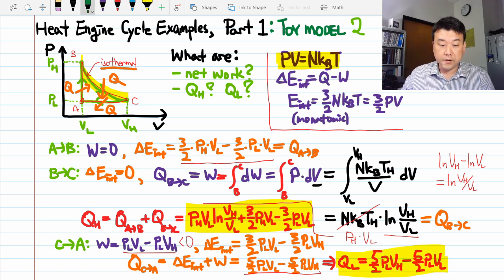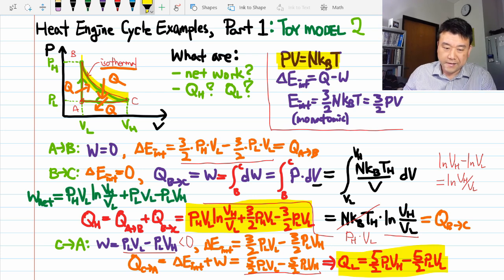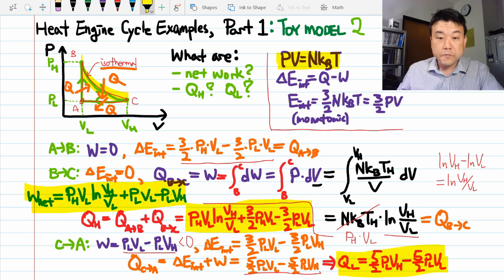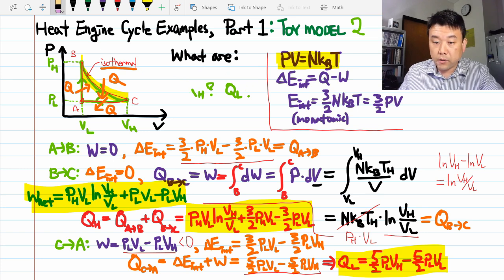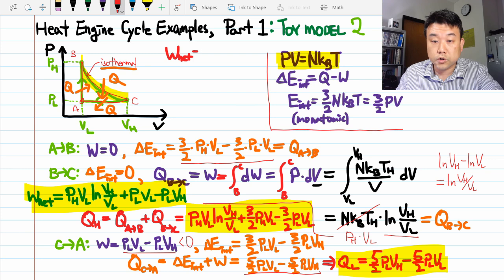Let me write out the net work done, which is the work done in the step B to C plus the work done in the step C to A. It's already negative. So combining those two results, we get... Alright, it doesn't really simplify. I guess we better plug in numbers to see what that looks like. As before, you can algebraically verify that the net work done is equal to QH minus QL. But let me leave that to you. You can do that on your own if you want to.